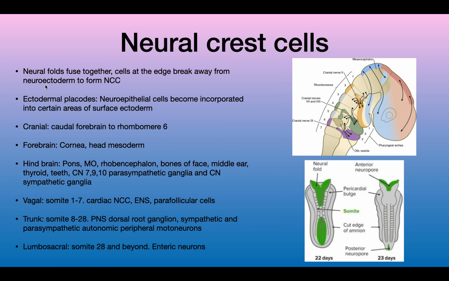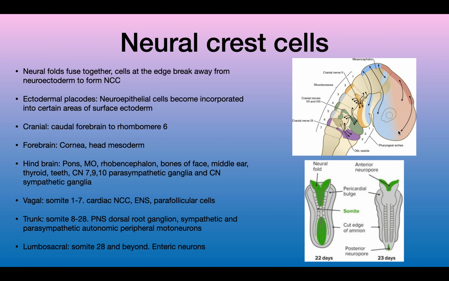Okay, so like I said, the neural folds fold together and fuse, and then the crest cells break away. The ectodermal placodes are when the neuroepithelial cells become incorporated into certain areas of the surface ectoderm. So they kind of migrate away to whatever signals them, get embedded and stay there. So in the cranial region, it comes from the caudal forebrain to rhombomere number 6.